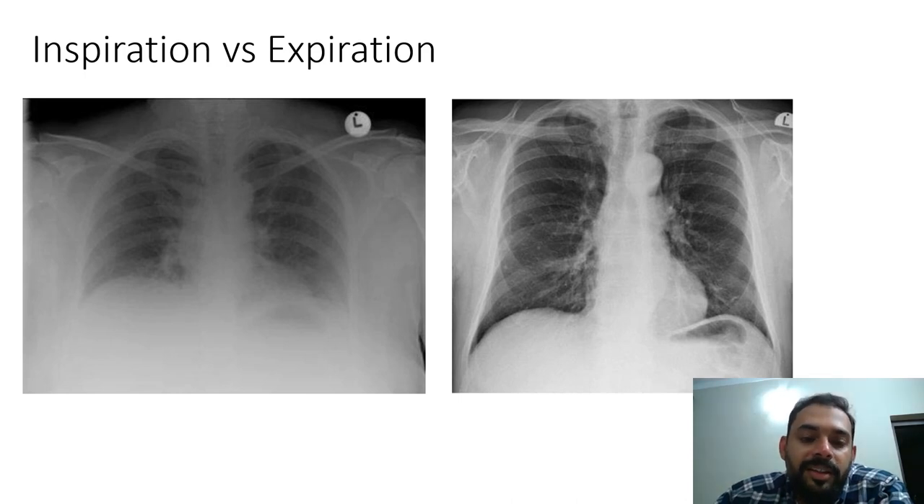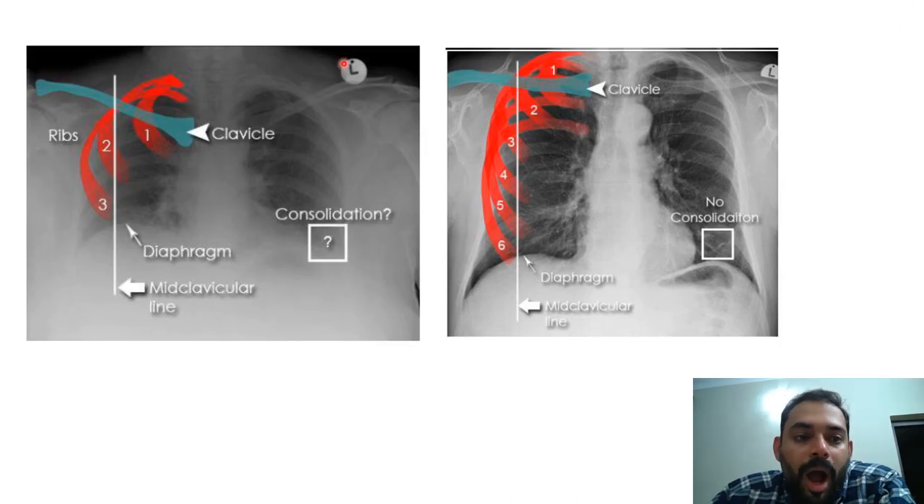The next factor is to see whether it has been taken in a good inspiration or an expiration. Here also, these two X-rays are of the same patient, but one taken in a good inspiratory effort and another in an expiratory effort. So when we take X-rays, we have to take it in full inspiratory effort. So how do we know? We should be able to see the diaphragm being intersected by at least 5 to 6 anterior ribs or 8 to 10 posterior ribs in the mid-clavicular line.